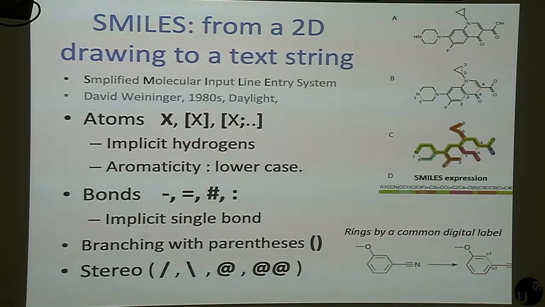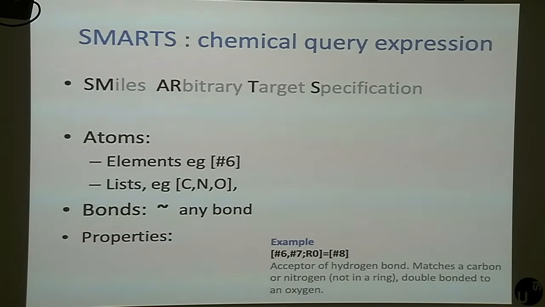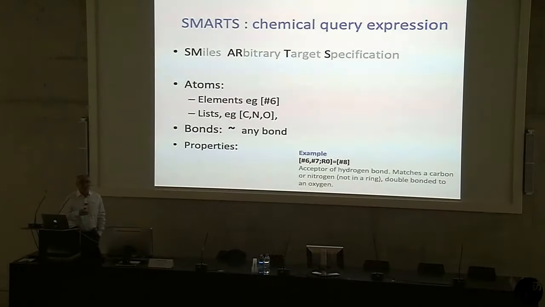It's convenient because it's much easier in a computer to have a representation like that. Now there is also a modification of SMILES called SMARTS. You can see there are different symbols for bonds and for atoms, and you can also record stereo, cis-trans, and chirality in this language. SMARTS to SMILES is the same as regular expressions to text.